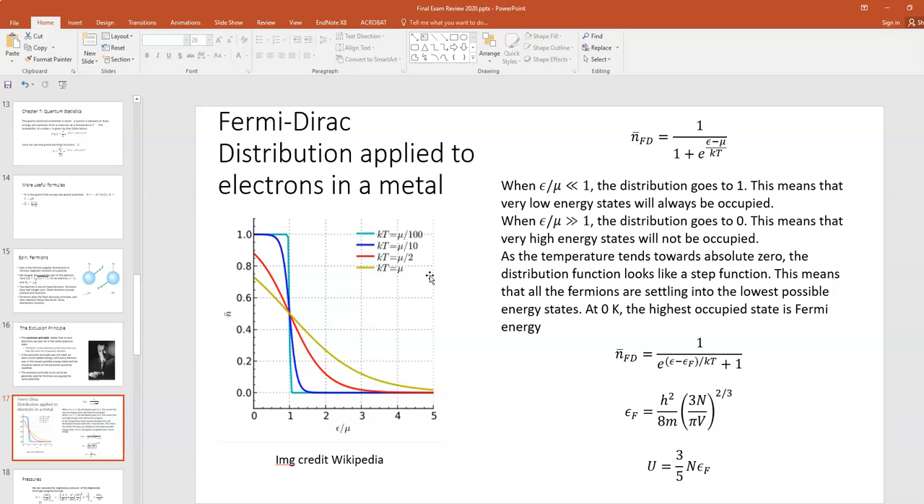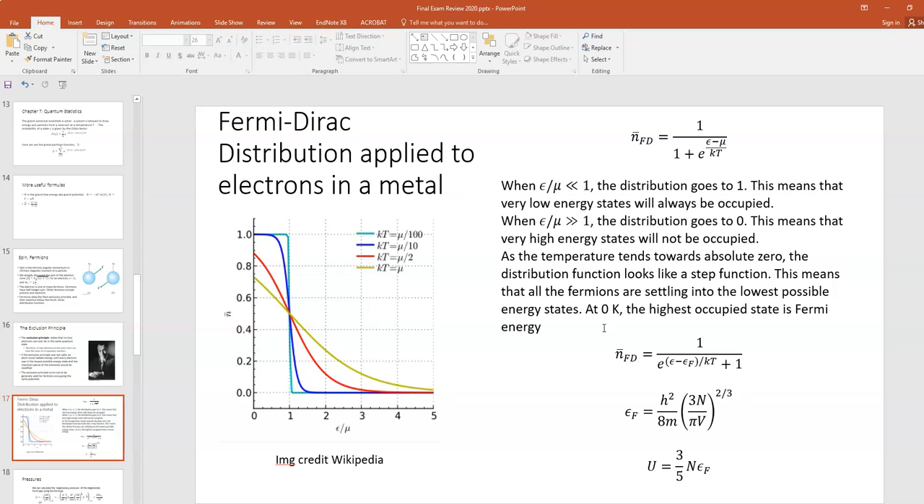But for room temperature, for example, we can still use the approximation that kT is very close to 0, and there's only a slight rounding for electrons in the free electron gas, and it looks very step function-like. Now, at 0 Kelvin, the highest occupied energy state we call the Fermi energy, in honor of Enrico Fermi, who was one of the ones that pioneered this distribution function. And so the Fermi energy is the highest occupied state at 0 Kelvin.